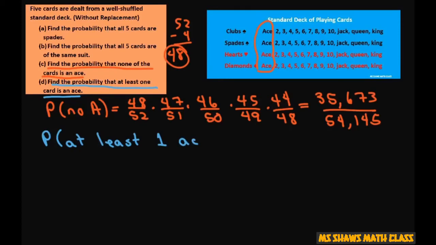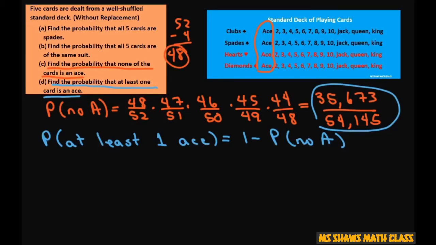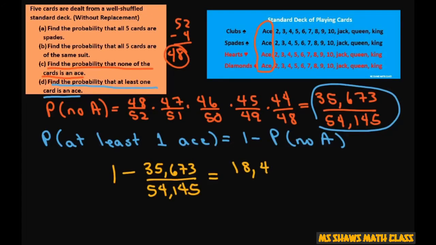Now to do the probability of at least one ace, that means the probability of at least one ace equals 1 minus the probability of no ace. So since we already have no ace, all we have to do is take 1 minus 35,673 divided by 54,145. And that's going to equal 18,472 divided by 54,145. And that's your final answer.